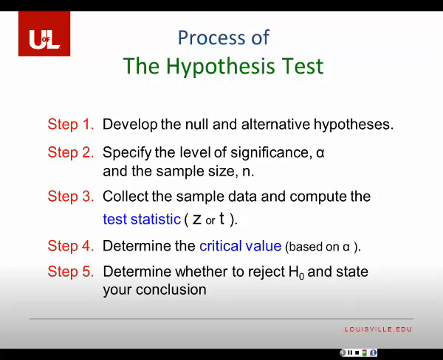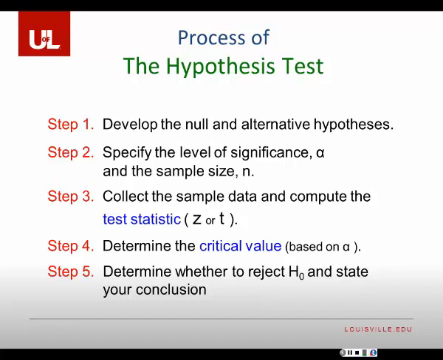Step number 3, collect the sample data and compute the test statistics. The test statistics include things like the sample mean, sample variance, sample standard deviation, and in our case, when we actually want to do testing, either a Z or a T statistic. Alright, so here we came up with a question, here we designed the experiment, here we collected data from the experiment, and now we're going to do analysis. Alright, so we're going to determine the critical value such that the null is rejected.